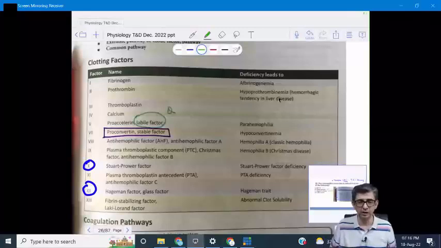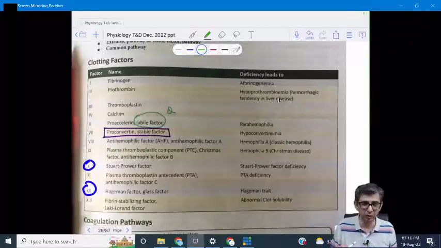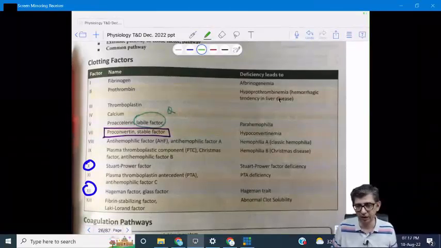Try to write them down. For 1, 2, 3, 4 there will not be any issue, and it's unlikely that he'll ask about 1, 2, 3, 4. Mostly the issue will start from 5, while 8 or 9 are easy, you know, AHF 1 and AHF 2, so AHF A or AHF B. So it's mainly Stewart-Prower or Hageman factor or Laki-Lorand that can be asked.